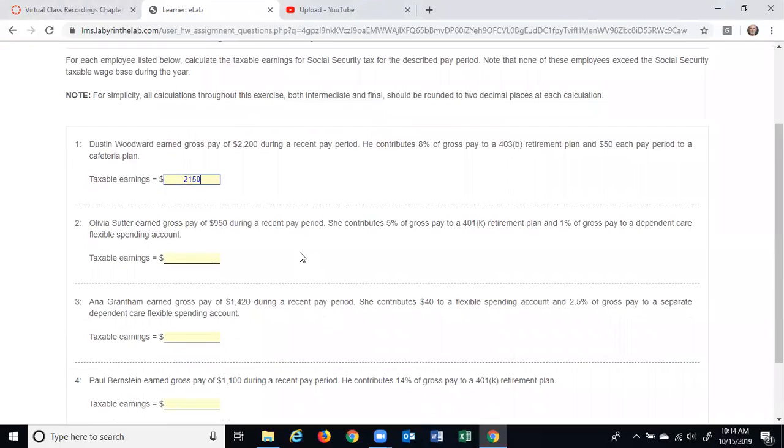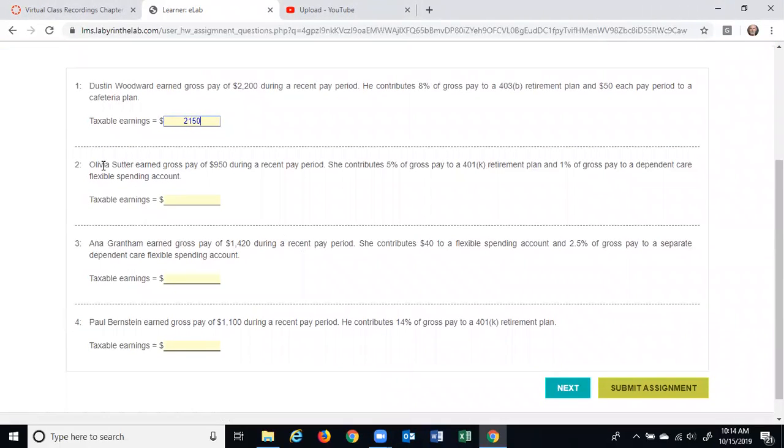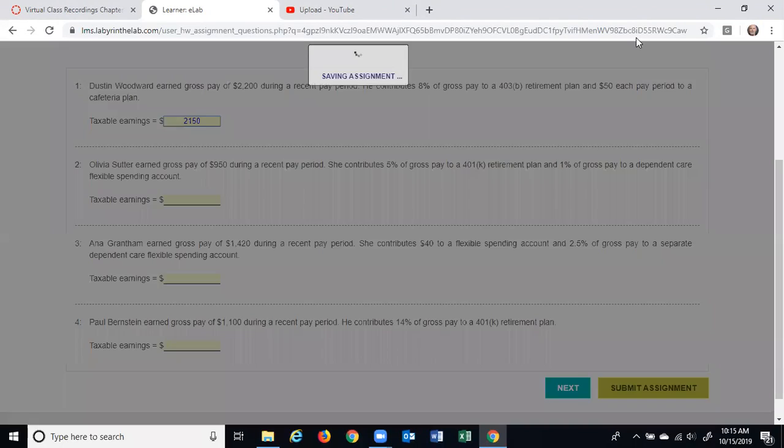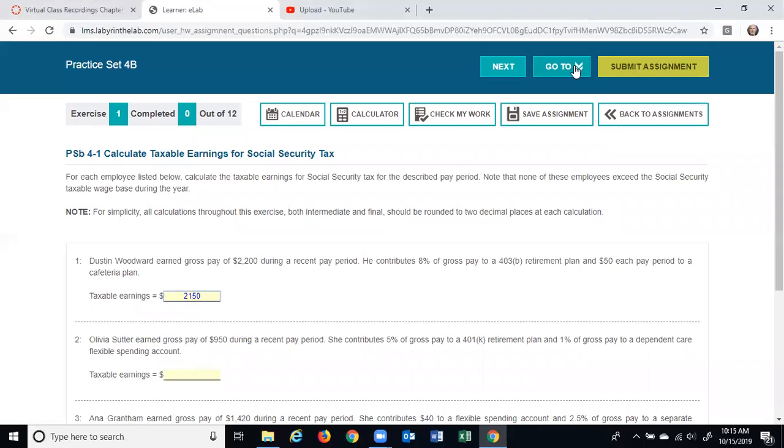Okay, let's try another one. Olivia Sutter earned gross pay of $950 during the pay period. She contributes $40 to a flexible spending account and 2.5% of her gross pay to a separate dependent care flexible spending account. So both of these are non-taxable for Social Security. In this one, we have to do just a little bit of calculation. So let's pull down a calculator here.